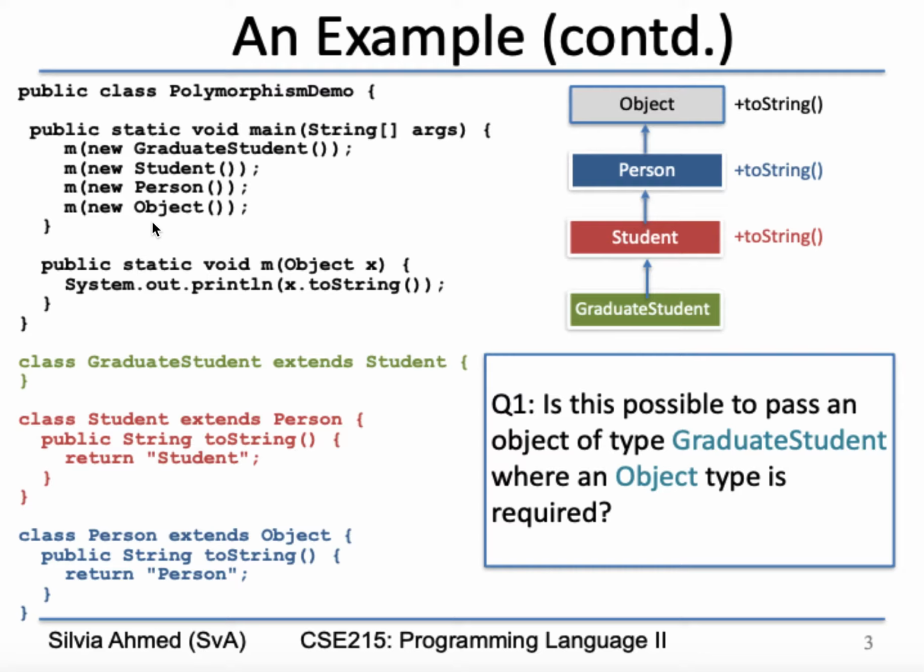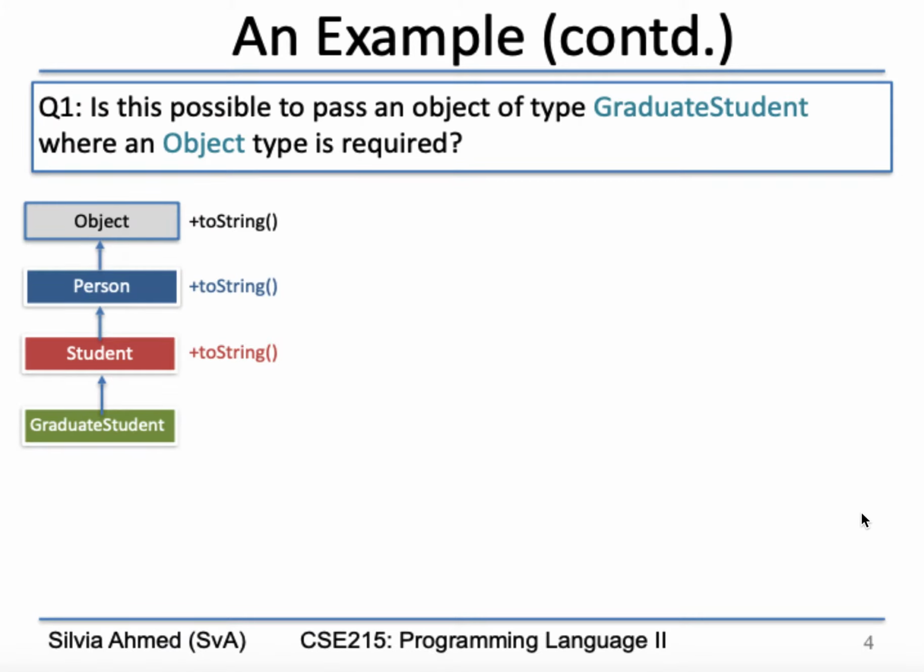Whatever we have learned, we understand that in the fourth call, the argument type and the formal parameter type match. So here we have no problem. The question is, can we at all send a GraduateStudent object when we are expecting a type of Object? That is the question. Please pause this video and think about it for a minute. Before we start answering this question, let's now look at this scenario.